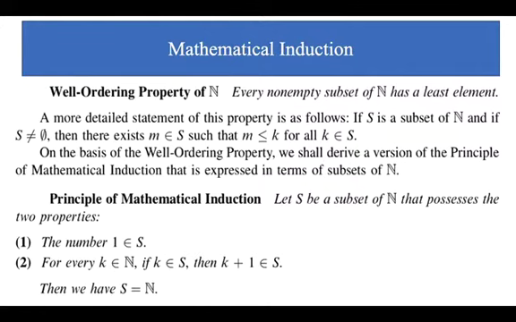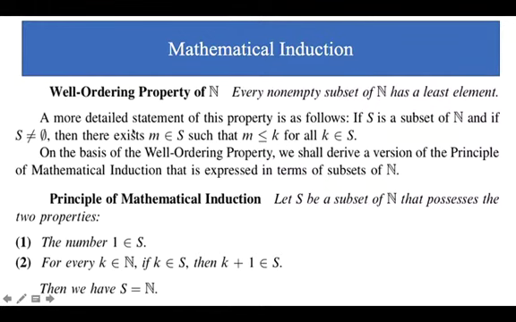Mathematical induction, we had discussed also about mathematical induction, and before that we had discussed the well ordering property of natural numbers. So let's have a look. What is the well ordering property of N? Every non-empty subset of N, natural numbers, has a least element. Every non-empty subset of natural numbers has a least element.